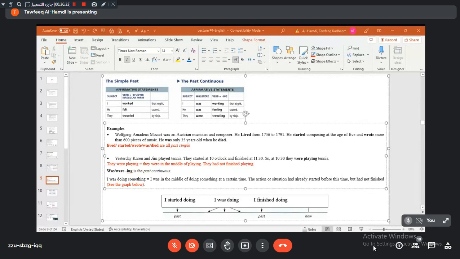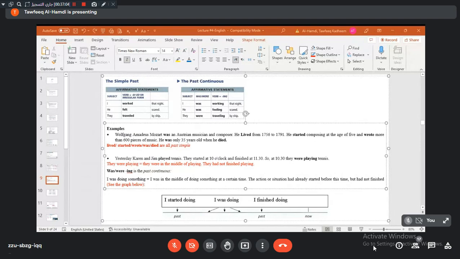Wolfgang Amadeus Mozart was an Austrian musician and composer. He lived from 1756 to 1791. He started composing at the age of 5 and wrote more than 600 pieces of music. He was only 35 years old when he died.